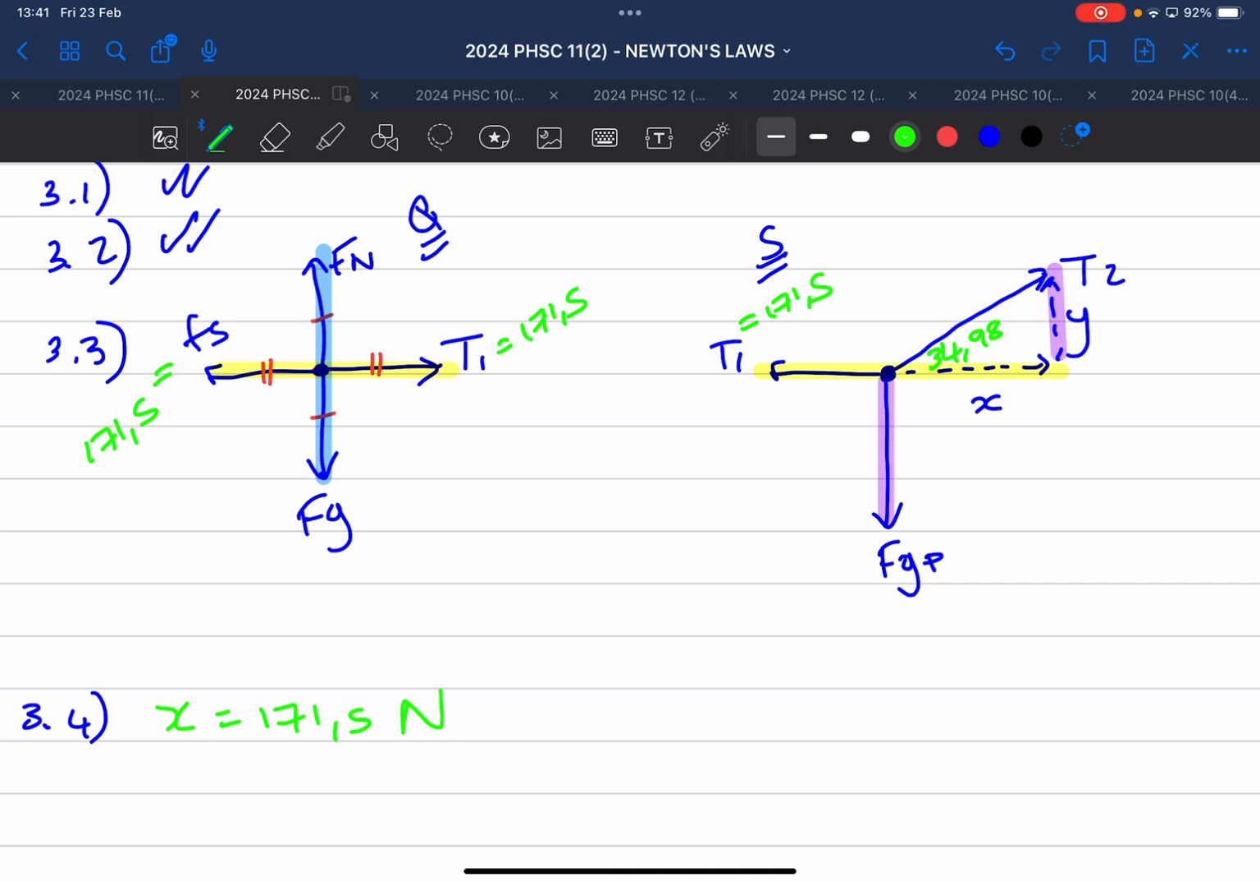Yes? No, you can just say horizontal component or whatever.